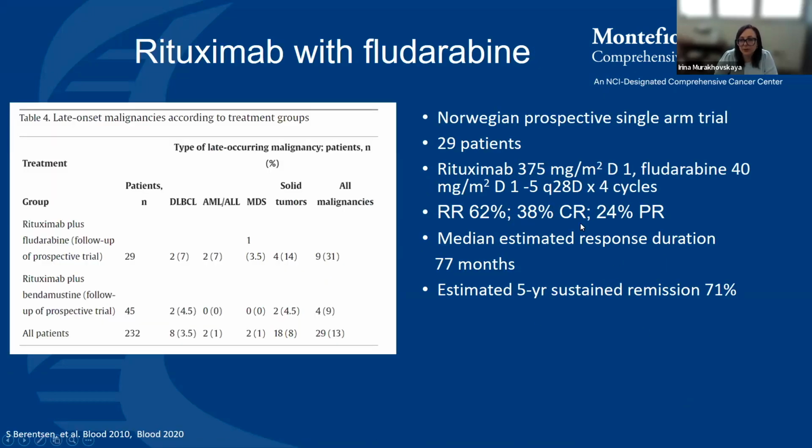So a Norwegian prospective single-arm trial in 2010 attempted to improve upon the responses we see with rituximab. 29 patients were prospectively studied and received rituximab 375 milligrams per meter squared on day 1 with oral fludarabine 40 milligrams per meter squared on day 1 through day 5, in 28-day cycles for a total of 4 cycles.